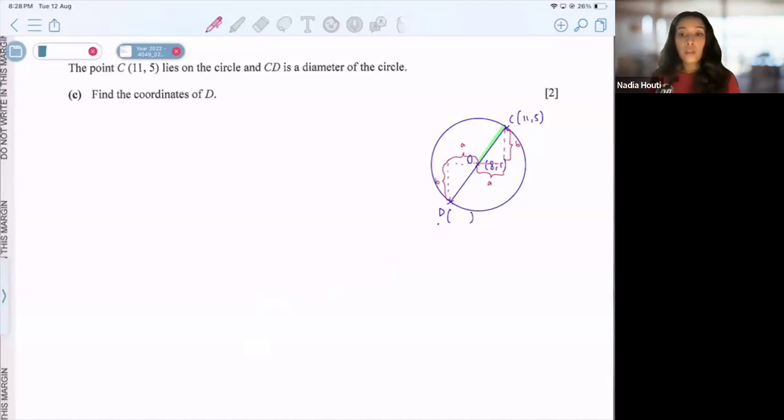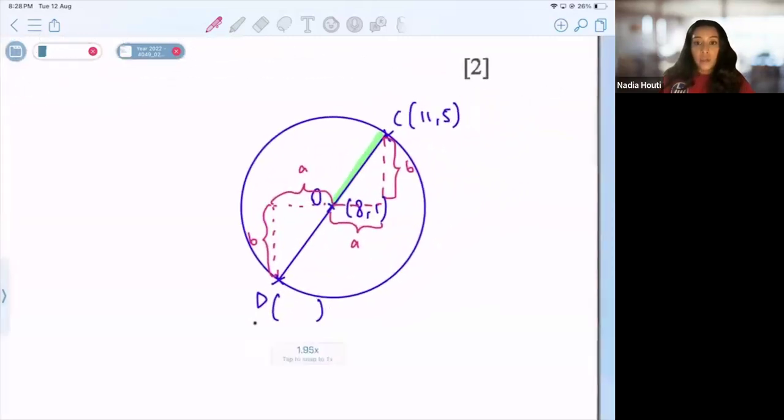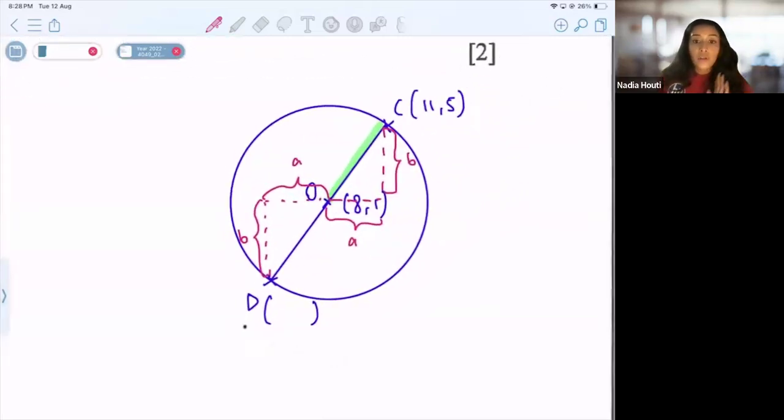So if we can find those units A and B, we will be able to figure out D quite easily. So how do we find A? Let's compare the x coordinates. From C to O, the x coordinates went back by 3 units, from 11 to 8. So if it went back by 3 units, we can expect from O to D to also go back by 3 units. So 8, if we go back by 3 units, that will be 5.